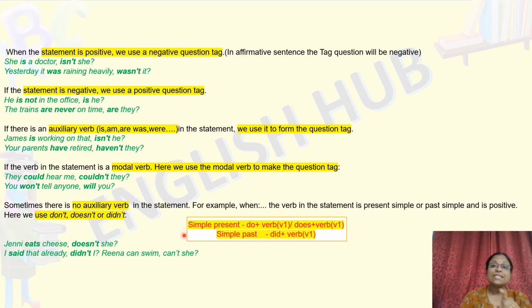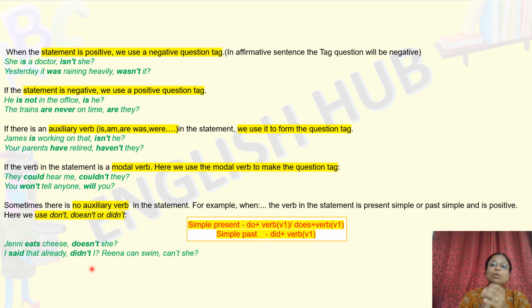Now, if the sentence is in past tense, what is the formula to be used? Did plus verb. Here is one example: I said that already. Said is in past, and the tag is didn't I. Did plus say is said.